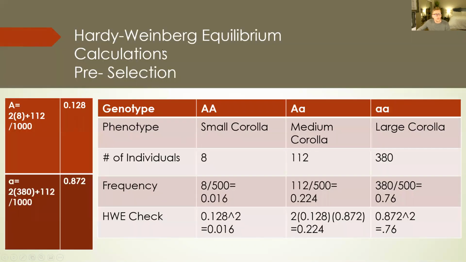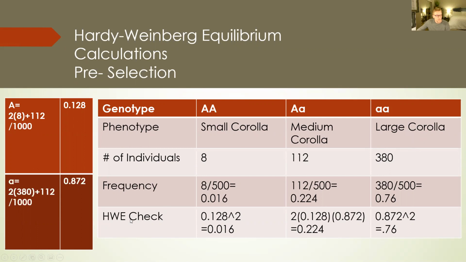So to begin, we'll do a Hardy-Weinberg calculation pre-selection, and I'll bring your attention to the genotypes and phenotypes here. So we're looking at small corollas, medium corollas, and large corollas. And we'll see that it's an inverted relationship where we have many large corollas and very few small corollas. Now, the reason for this is because in a very cold season, we would see the large corolla being favored because we have those large pollinators.